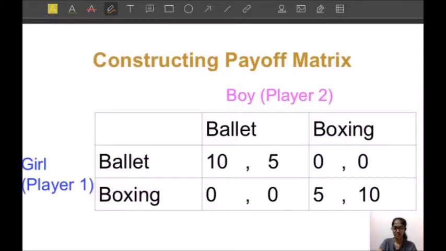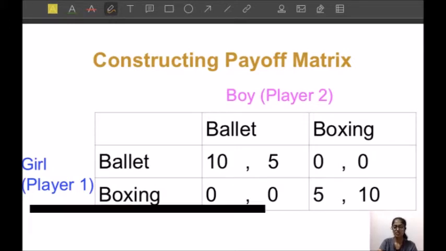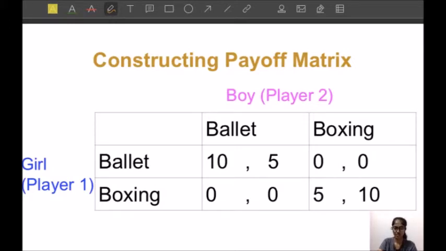Here I would like to discuss a very easy way to find Nash equilibrium, a procedure called the underlining procedure. See, we know when the girl chooses ballad, the boy will choose ballad. And if the girl chooses boxing, the boy will choose boxing. So we underline the boy's payoffs. And if the boy chooses ballad, then the girl will choose ballad. And if the boy chooses boxing, then the girl will choose boxing. So now we have underlined all the payoffs.